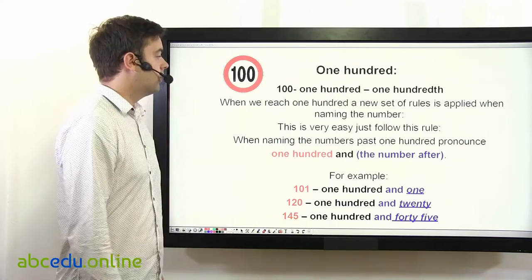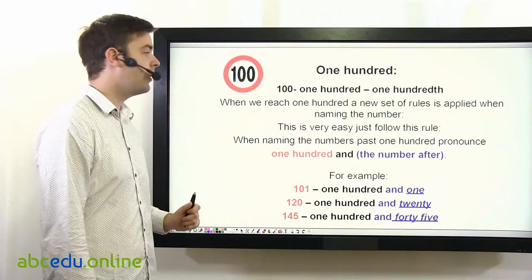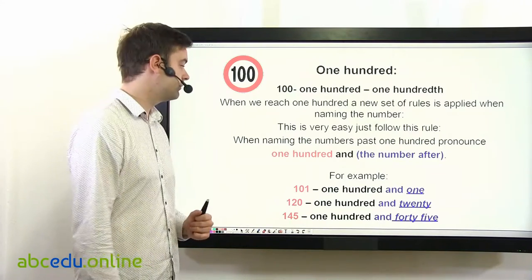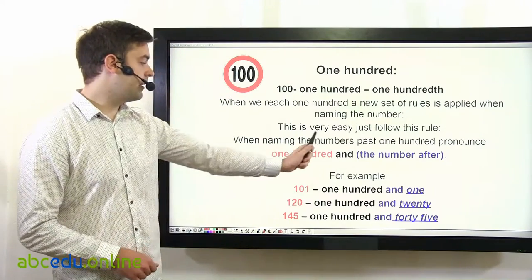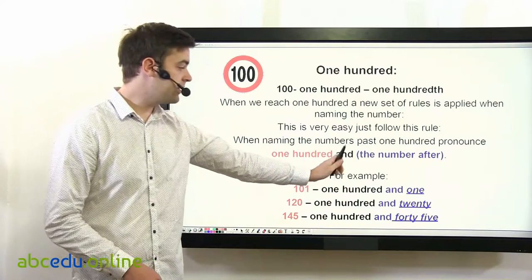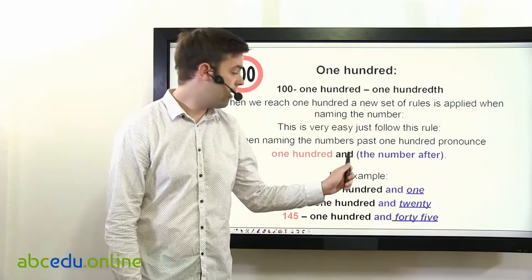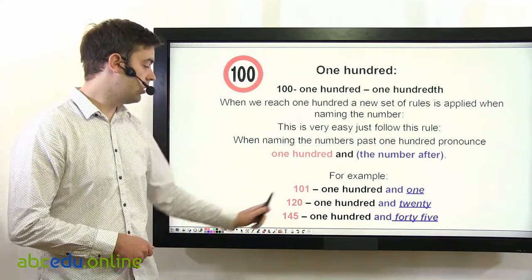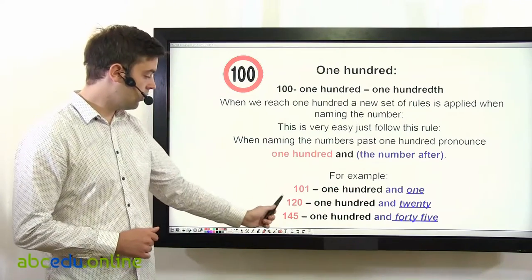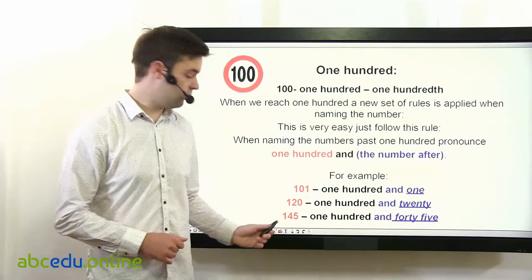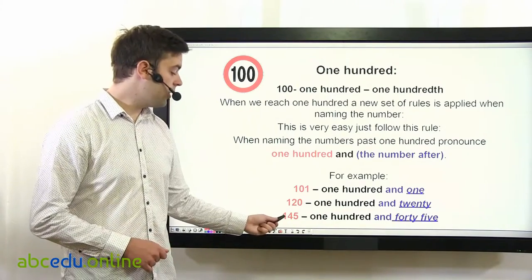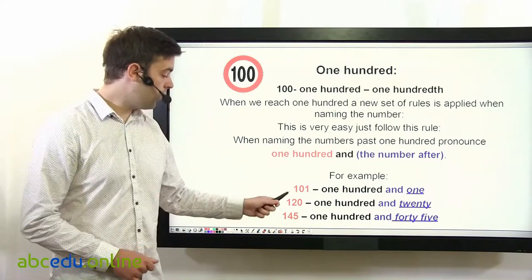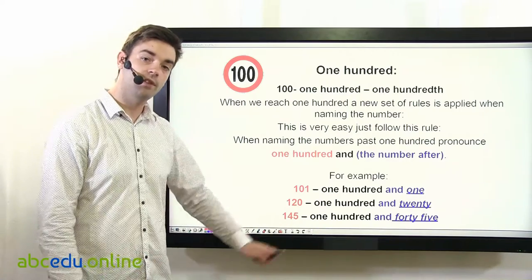After we've counted from 90 upwards, we reach 100. 100th. When we reach 100, a new set of rules is applied when naming the number. This is very easy. We just follow this rule. When naming the numbers past 100, pronounce 100 and the number after. So, for example, we have 101, 120, and 145.